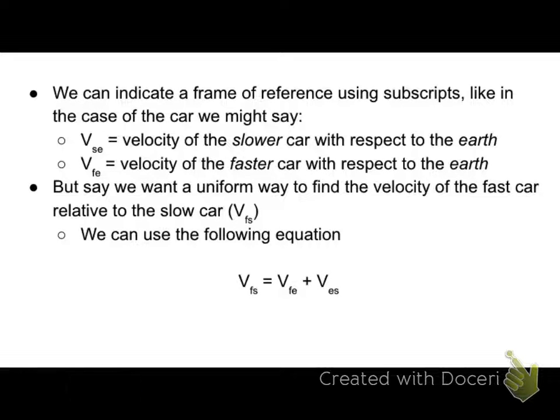So velocity of the fast car compared to the slow car is equal to velocity of the fast car compared to Earth plus velocity of the Earth as it compares to the slow car. So that's different than slow car to the Earth. Yes, it is. But very similar, and we're going to explain how. Okay.